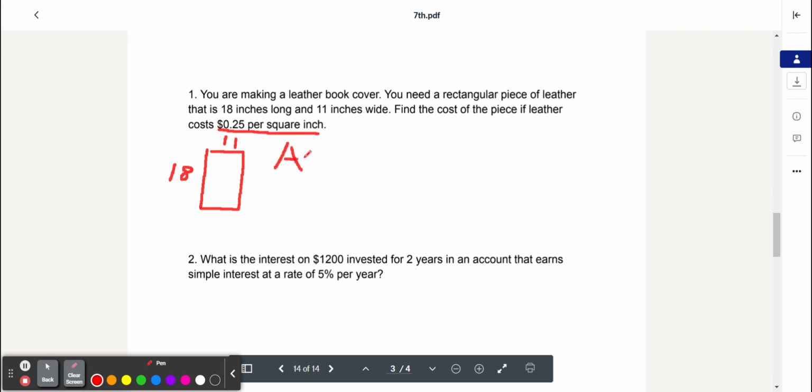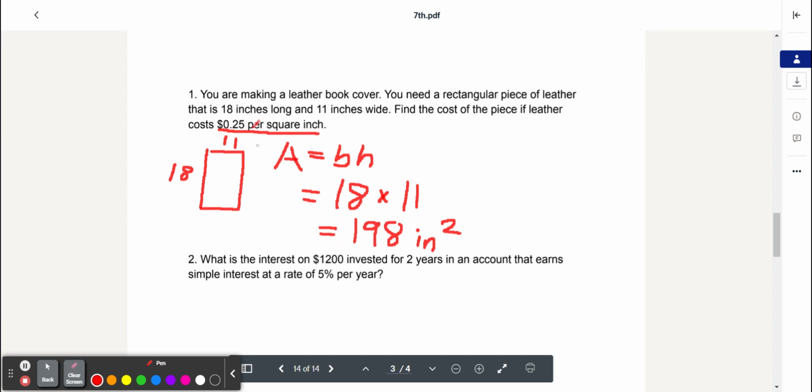The area of a rectangle is base times height. So how long it is times how wide it is. And it tells us both numbers, 18 times 11. And while these are two big numbers, if you just take a little bit of time to solve it, you'll get the answer of 198 square inches.